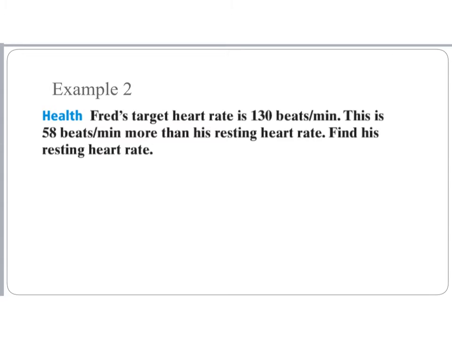Example 2 says Fred's target heart rate is 130 beats per minute. This is 58 beats per minute more than his resting heart rate. So I have to find his resting heart rate. What I see is I have 130 beats per minute, and the word "is" usually indicates equals. And then it says 58 beats per minute more than. "More than" usually indicates that we're adding.